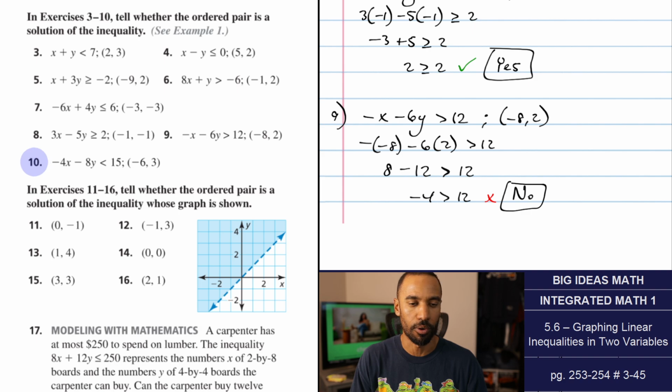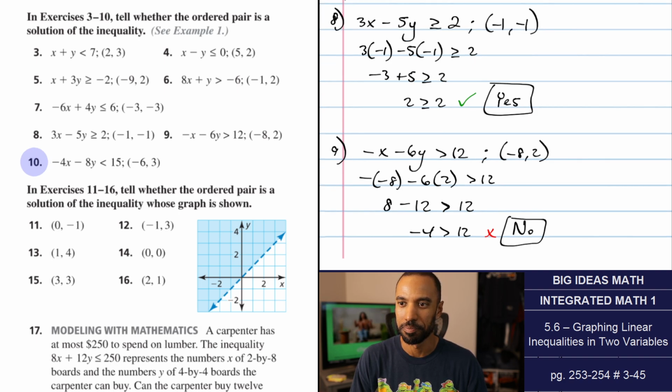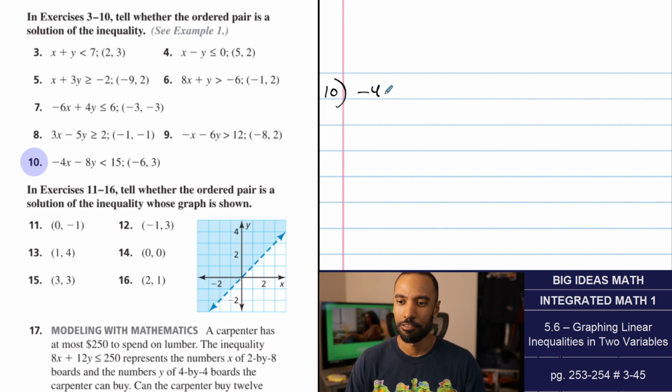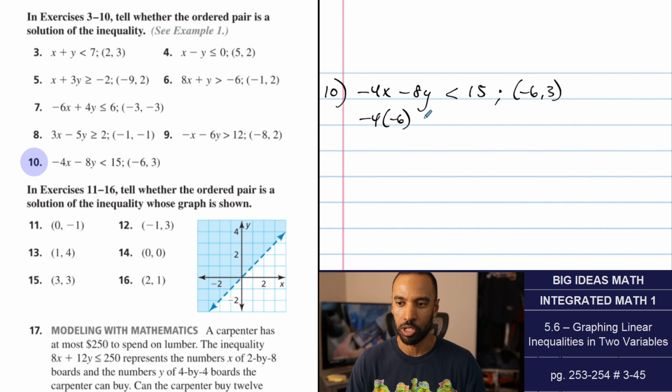See, I could have done these for 45 problems. It would have been kind of boring, but would have been quick. Now we've got a graph and stuff, right? All right, number 10. Negative 4x minus 8y is less than 15. Let's try out negative 6, 3. And none of the times did they try out 0, 0. I'm going to keep stressing that that is what I'm going to try for the most part.